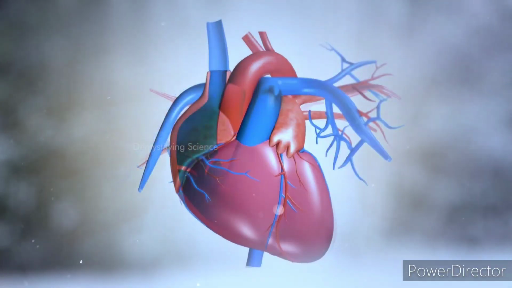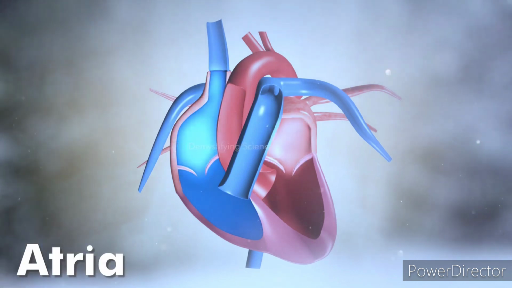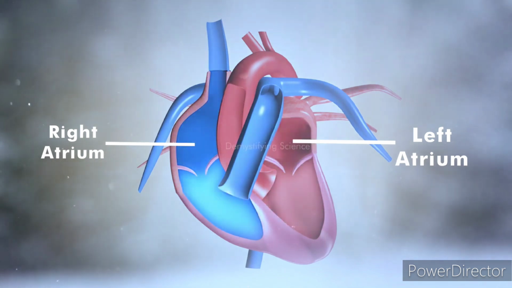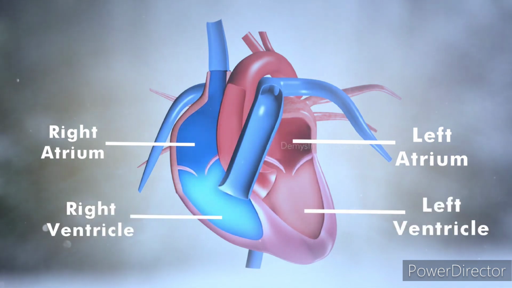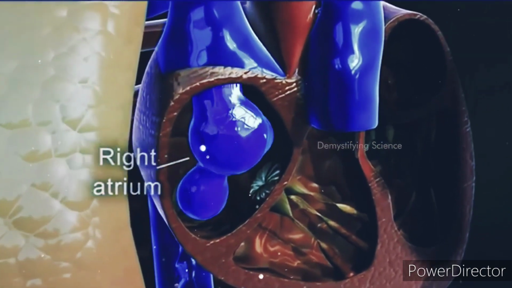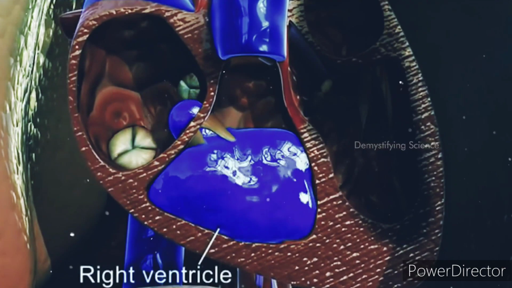The heart consists of 4 chambers. 2 chambers are located in the upper portion of the heart called atria, which consist of the right and left atrium, while the 2 chambers located in the lower portion of the heart are called ventricles, which consist of the right and left ventricle. The right atrium receives deoxygenated blood from the veins and pumps it to the right ventricle.